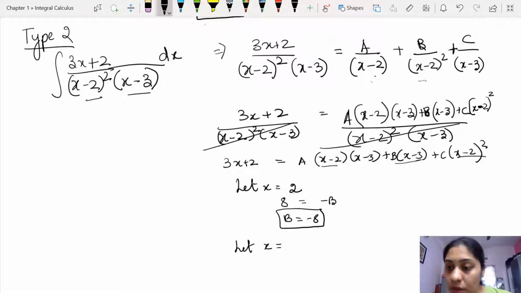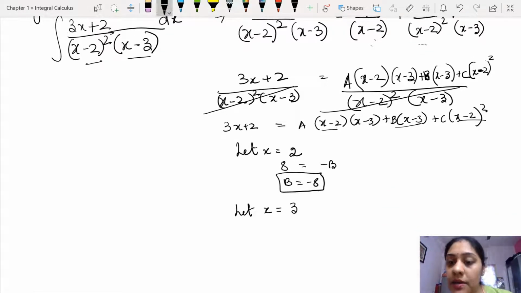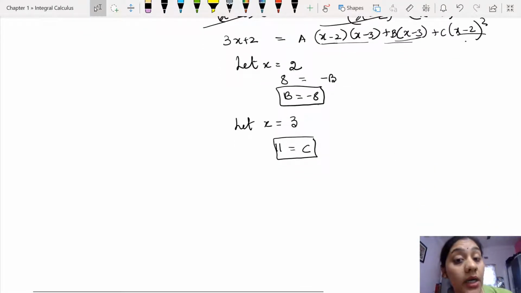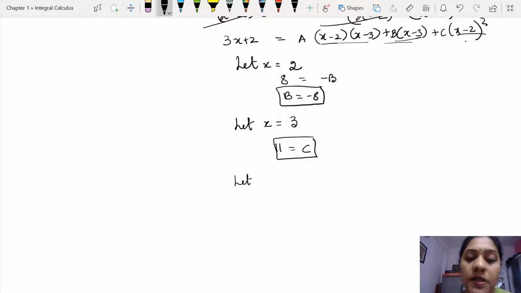Let x equal to, instead of 2, I will take 3 now. Okay, when I take 3 here, again this term will vanish, this will vanish, this will be 3 minus 2 is 1. So C is equal to 3 3s are 9 plus 2 is 11. So C value also I have got as 11. Next, now I can't take 2 and 3 because both have taken. I should take some other value, let's say some easy number, let's say a 0.